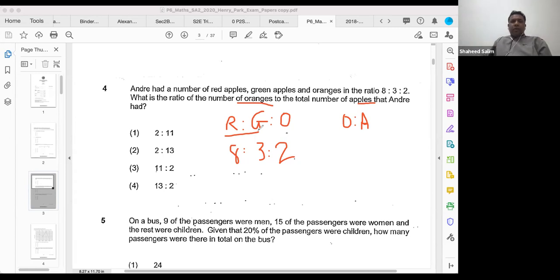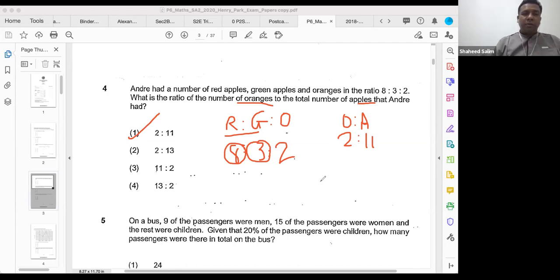Izzat says 3. Okay, let's see. Izzat, yours is apples to oranges. You see now. Oranges got how many? Oranges got 2. Do you want ratio of the number of oranges first to the number of apples? Apples, 1 is 8, 1 is 3. Altogether, how many? 11. 8 plus 3, 11. Must be 2 to 11. 11 to 2 is apples to oranges.